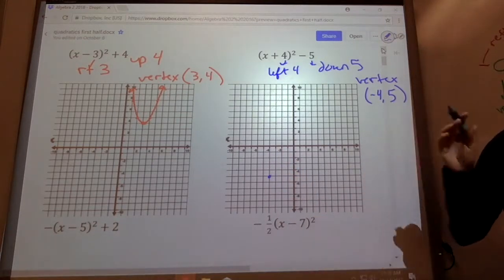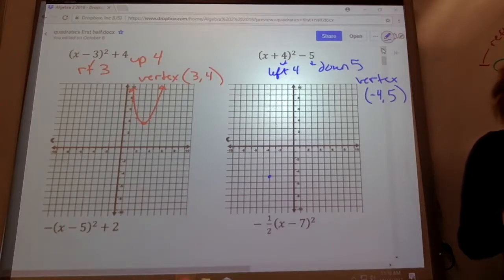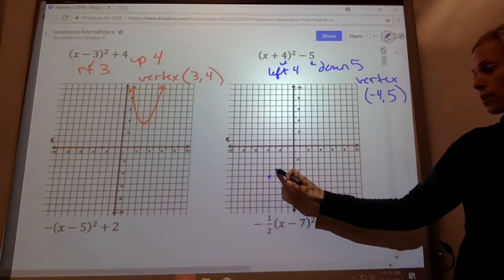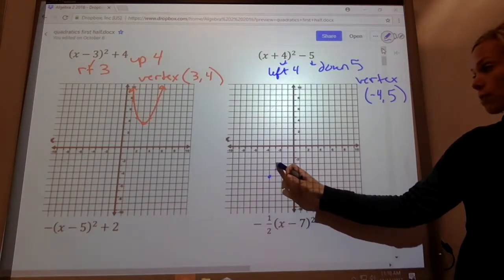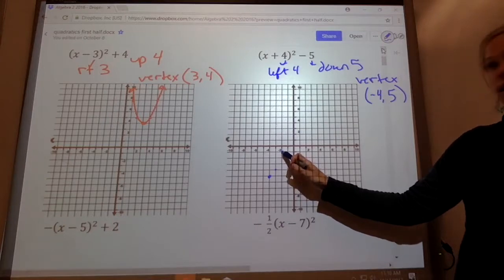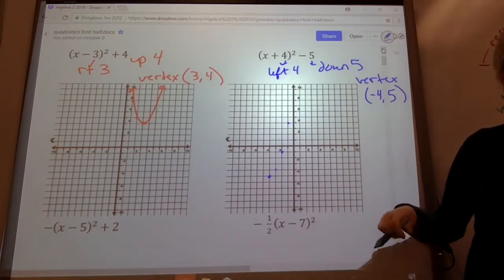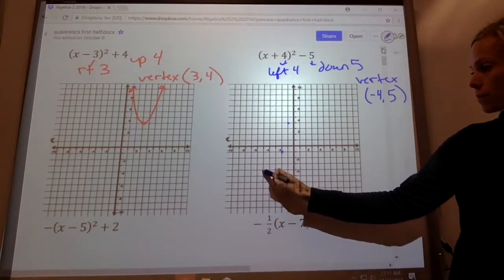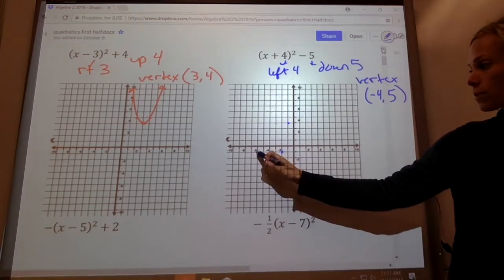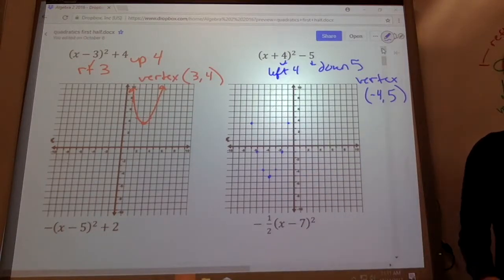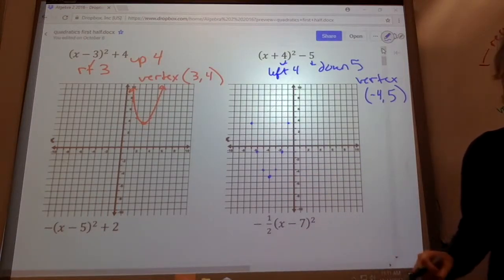And since there is no stretch or compression, I can do the 1, 3, 5. So from that vertex, I go up 1 over 1, put a point, and then from that point go up 3 over 1, and then go up 5 over 1. And the same thing on the other side. You go up 1 over 1, up 3 over 1, up 5 over 1. Is everyone understanding that, the 1, 3, 5?